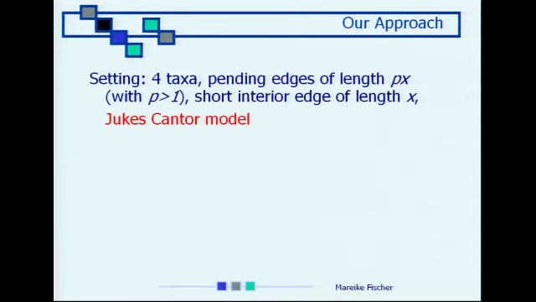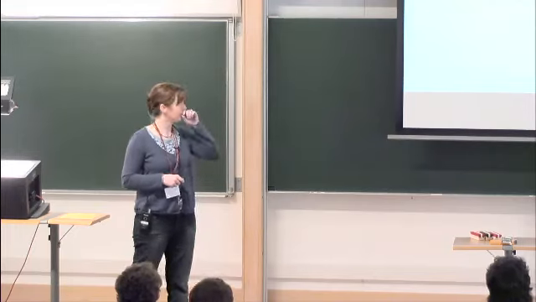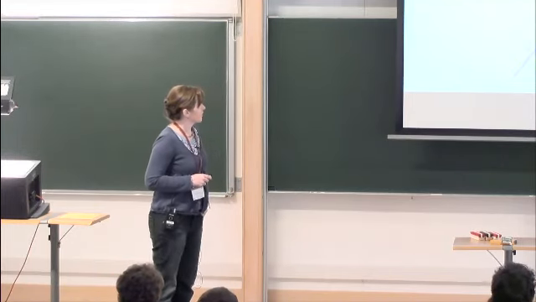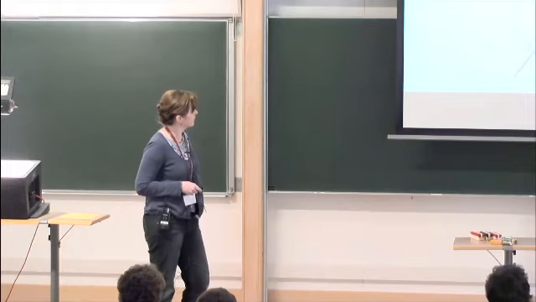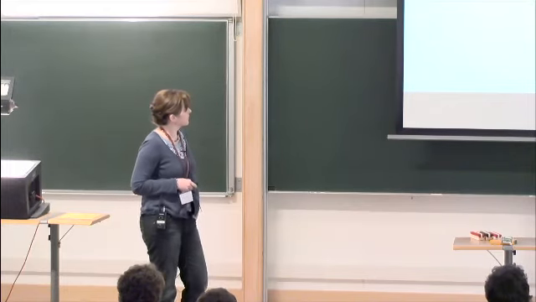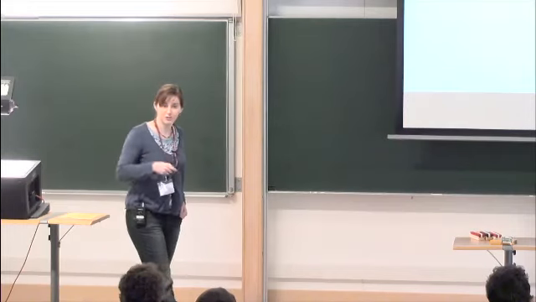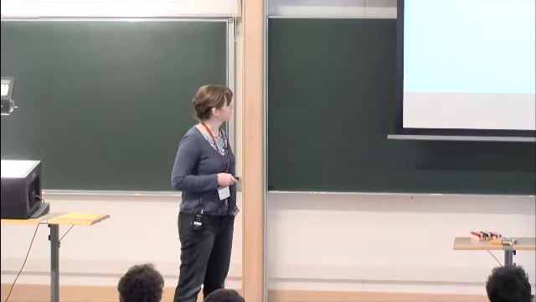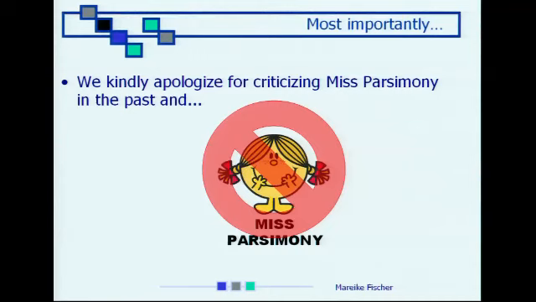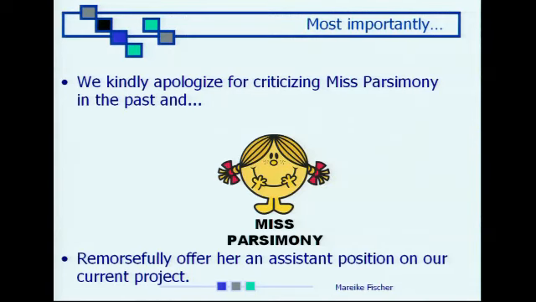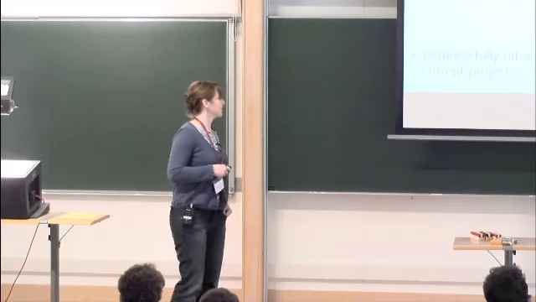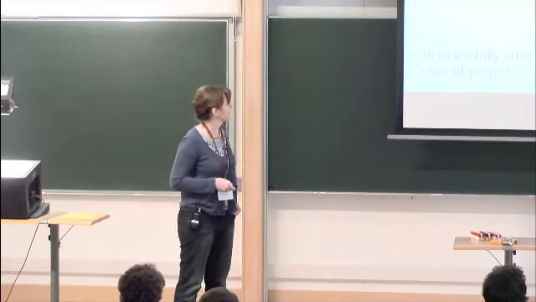This is the Jukes-Cantor model that is basically familiar to all of you, I guess. So we have 4 states now, and we also looked at the same tree as before. Before we could actually start, I should mention we had to apologize to our friend Miss Parsimony, because we criticized her a lot in the past and threw her out of our work, but now we have to remorsefully offer her an assistant position in our current project. I will show you why in a minute. So it's not only Marta and me, it's Marta and me and Miss Parsimony who then solved the following.